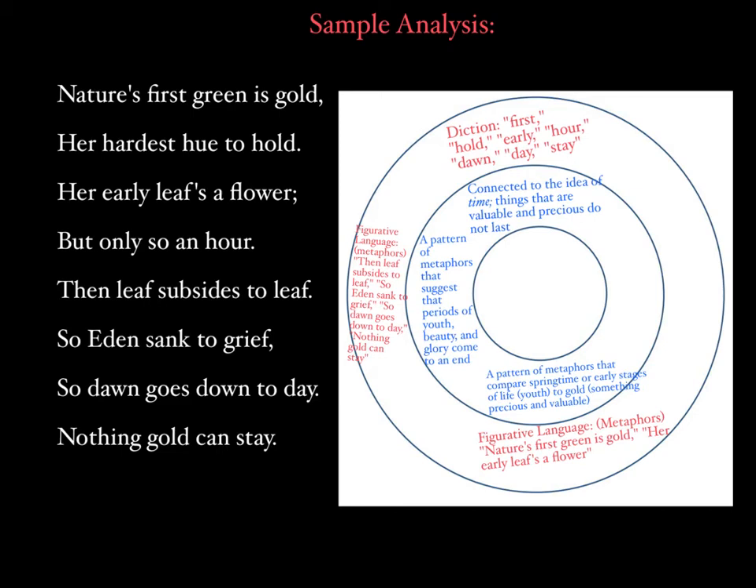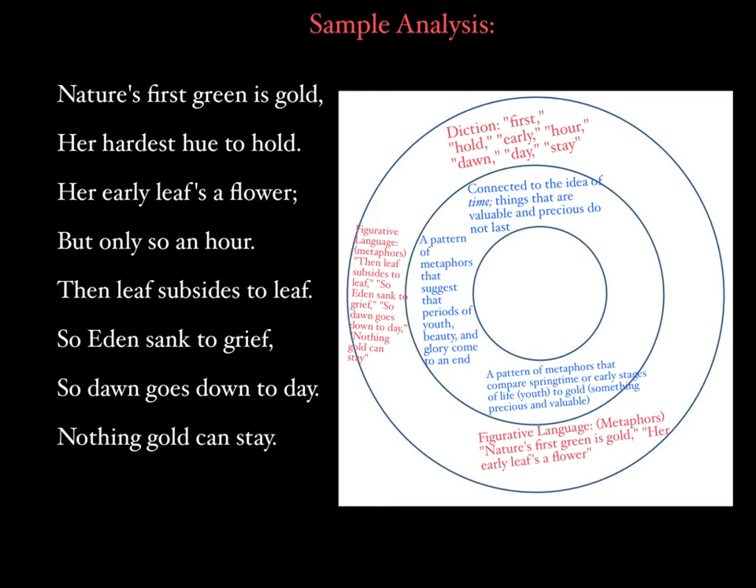Lastly, I've added some more figurative language to the outer ring, the metaphors towards the end of the poem. Then leaf subsides to leaf, so Eden sank to grief, so dawn goes down to day, nothing gold can stay. These metaphors all suggest that periods of youth and beauty, paradise, glory, all come to an end. So now I have a lot of details, a lot of connections and patterns that I found, and what I want to do is try to put all these puzzle pieces together to come to a single abstract idea in the center.